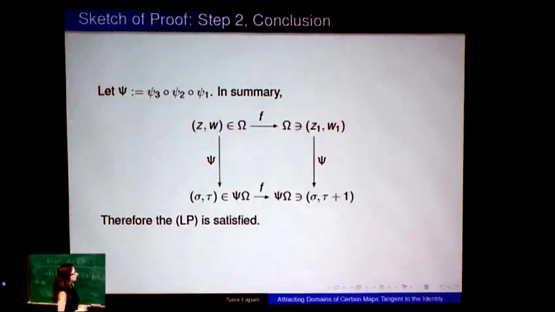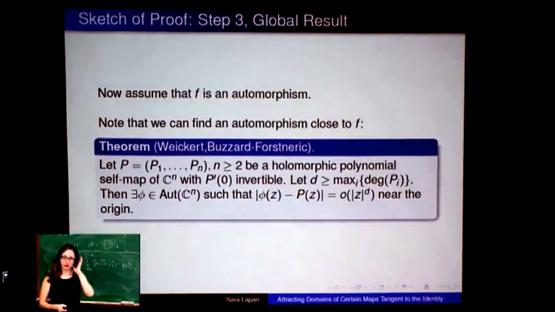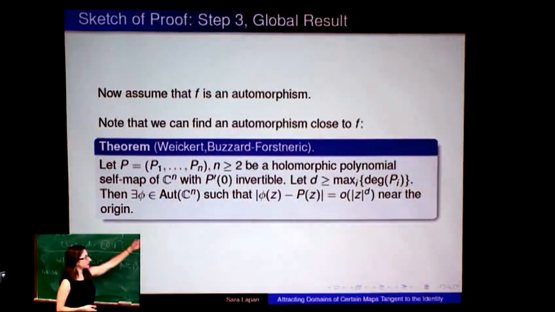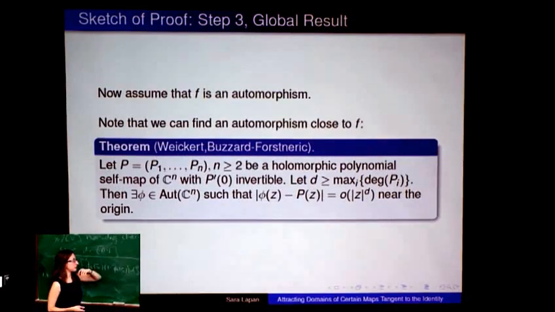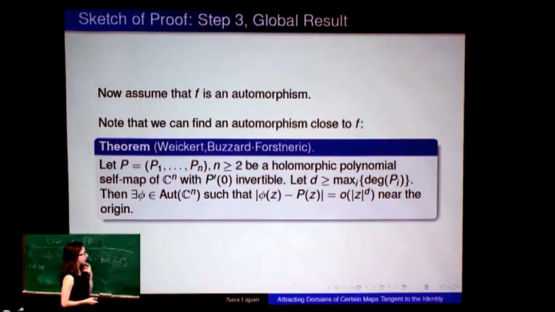Okay, so then the last part is showing the global result. So now we assume that F is an automorphism, and this is just a note that we can find an automorphism that is close to F using this theorem by Weickert and Buzzard and Forstnerič. I think they were separate.